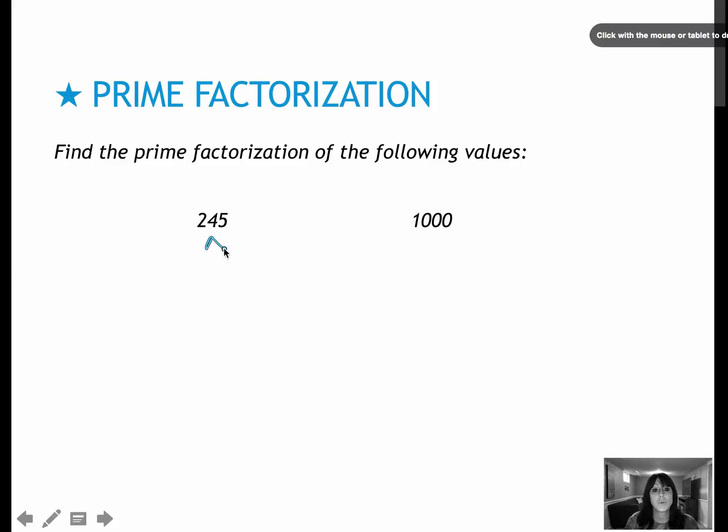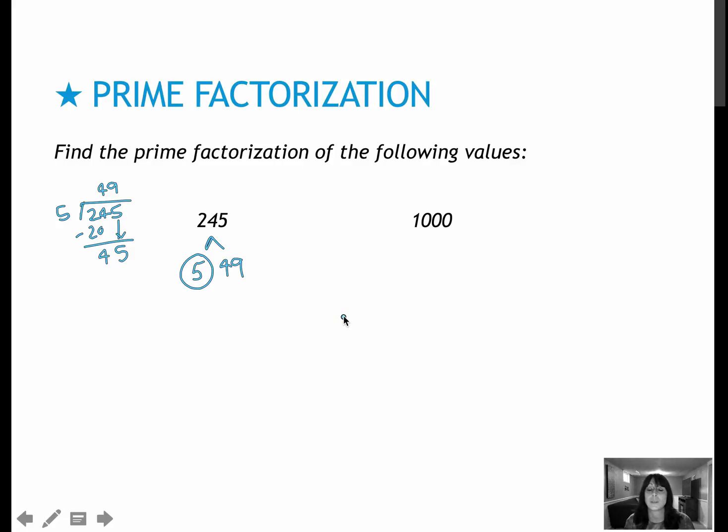For my first, 245, I'm going to start using 5 because it ends in a 5, and I know, therefore, that 5 goes into it. And so 245 divided by 5, 5 goes into 24 4 times. 4 times 5 is 20. 4 is left over, bring down the 5. 5 goes into 45 9 times. So 5 and 49. 5 is circled because it is prime.